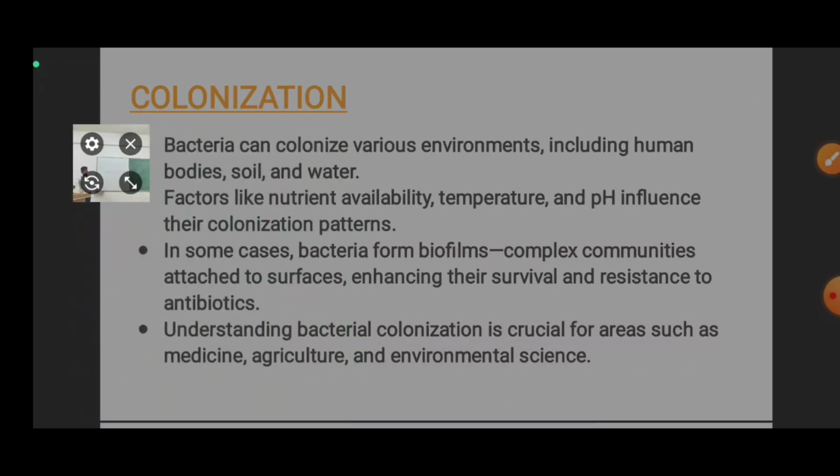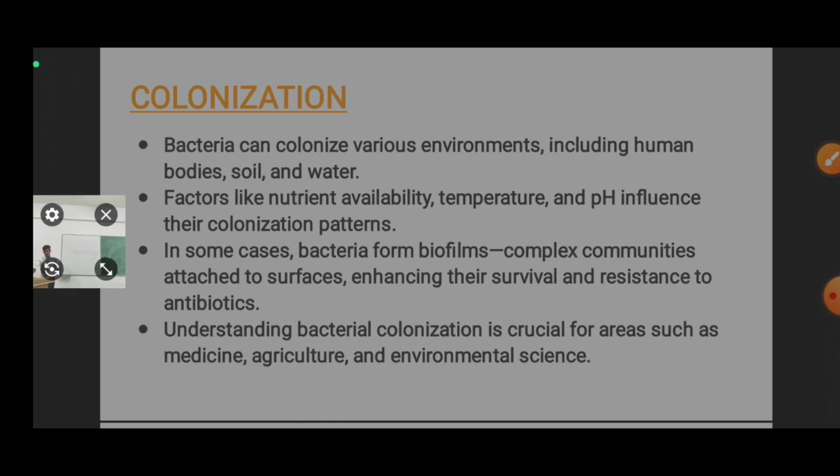Bacteria can colonize various environments including the human body, soil and water. Factors like nutrient availability, temperature and pH influence their colonization pattern. In some cases, bacteria form biofilms, complex communities attached to surfaces, enhancing their survival and resistance to antibiotics. Understanding bacterial colonization is crucial for areas such as medicine, agriculture and environmental science.